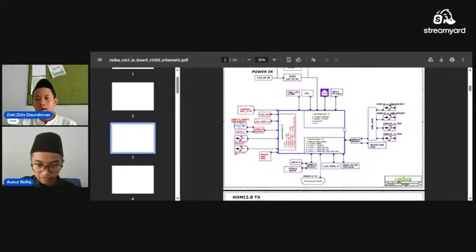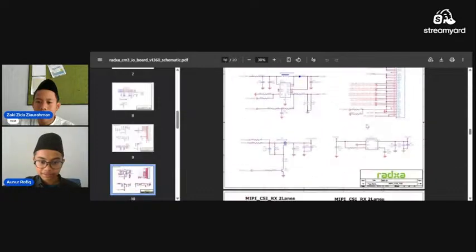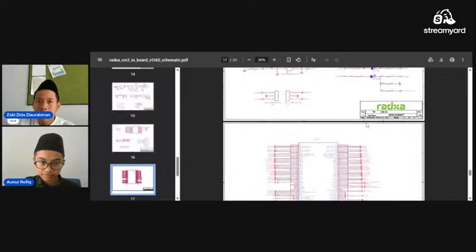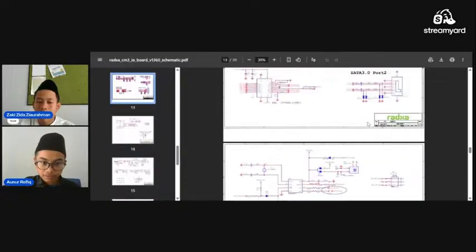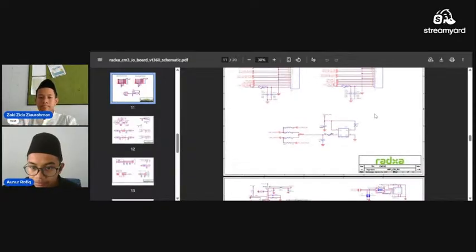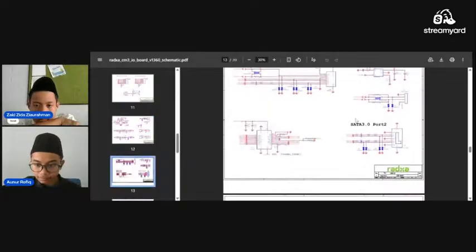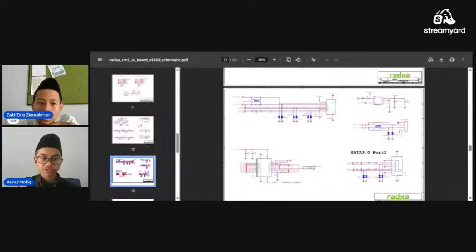Let's start with the USB one. In USB, usually we have 4 pins, but only 2 lanes are for communication. USB A uses 4 pins. The power has two: the ground one and the normal voltage, VCC. It also has two-lane communication, called D plus and D minus.